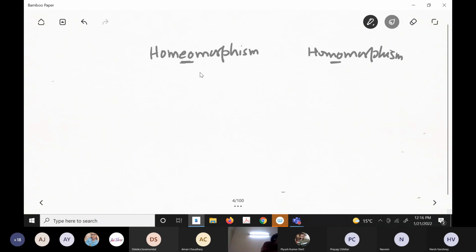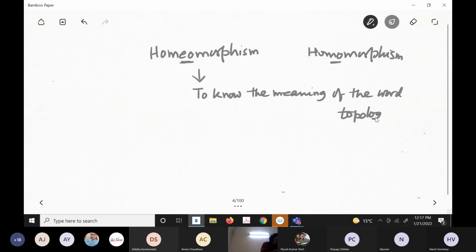In fact, with respect to this, you should go to the net to know the real meaning of the word topology, why it is called the topology subject. Well, what we need to understand is that, basically, it's a classification of topological spaces.